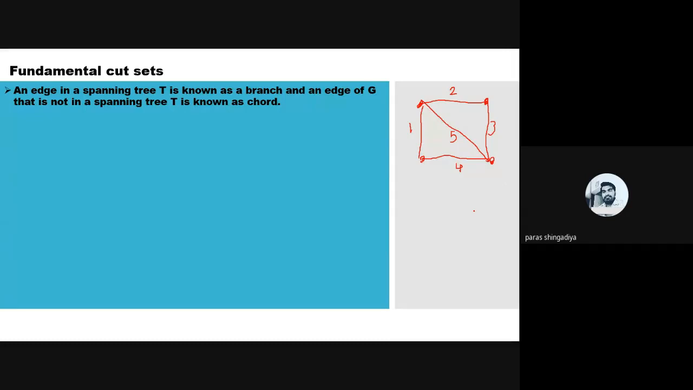So how can we create a spanning tree? First step, you have to check how many edges you need to remove to convert this graph into the tree. And what is the meaning of tree? It is a connected graph without any cycle, and this is a connected graph with a cycle. So we have to remove some edges to make the graph into the tree. So how many edges do we need to remove?